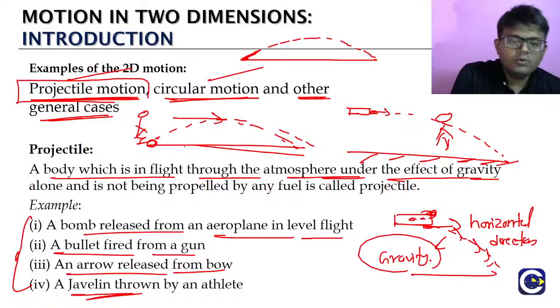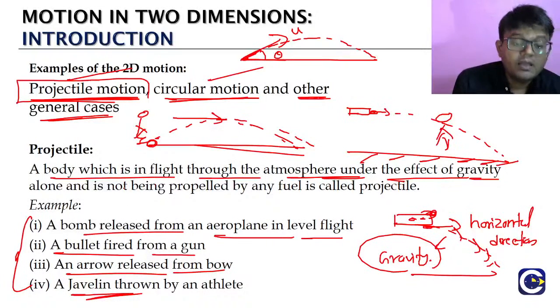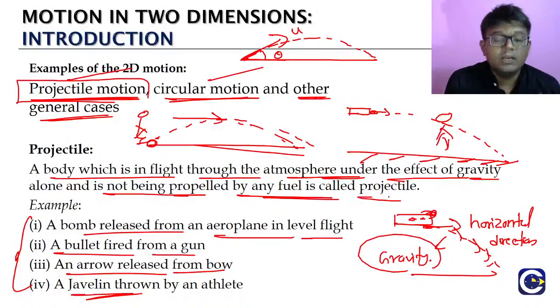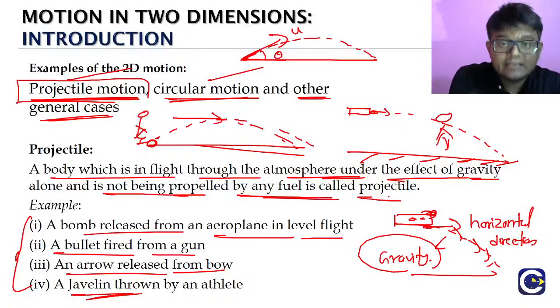If you look at the football player kicking the ball, or the javelin throw, we are throwing the javelin at an angle to the horizontal. All these are examples where objects move in the atmosphere only under the effect of gravity, and they are not being propelled by any fuel or engine. Once you kick the football, it is henceforth going to move only under the influence of gravity. No other thing is acting on it, assuming we are neglecting air resistance and other things.